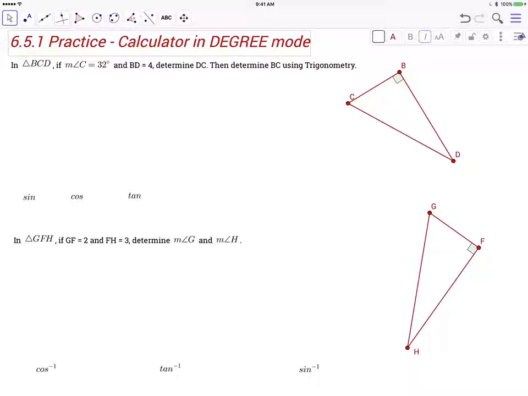In the first one, triangle BCD, measure of angle C is 32, BD is 4. Determine DC, and then determine BC using trigonometry. You could use the Pythagorean theorem, but let's try to use trig. And on the second triangle, in triangle GFH, here we're going to have two lengths. GF is 2, FH is 3, and from that we're going to set up and find measure of angle G and H. Okay, pause.